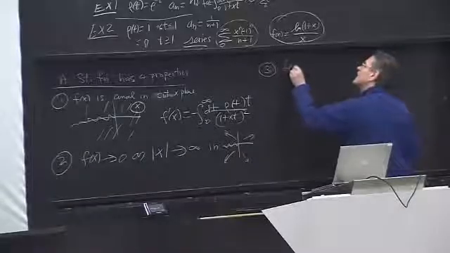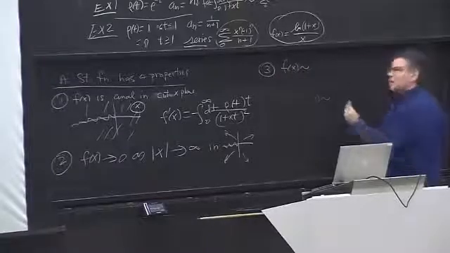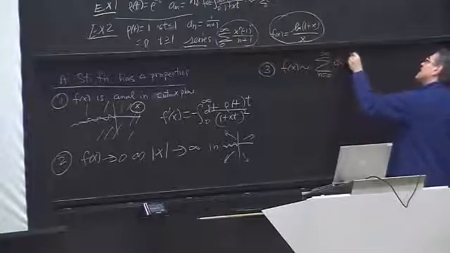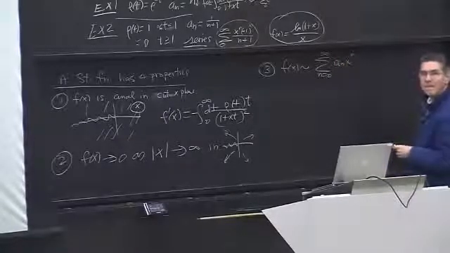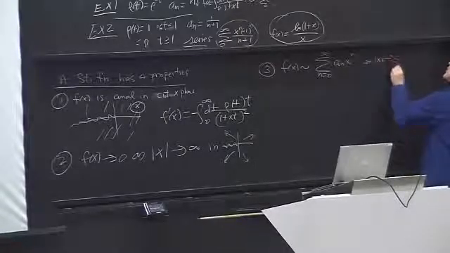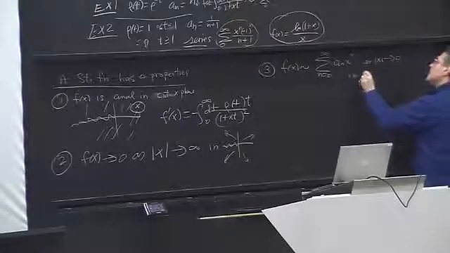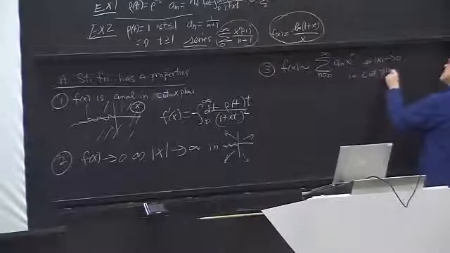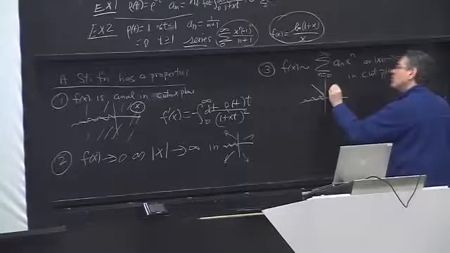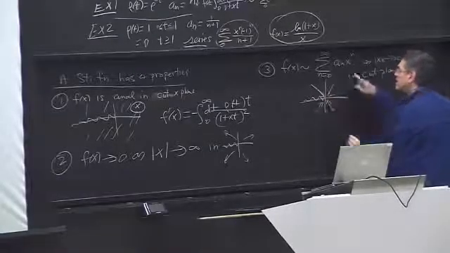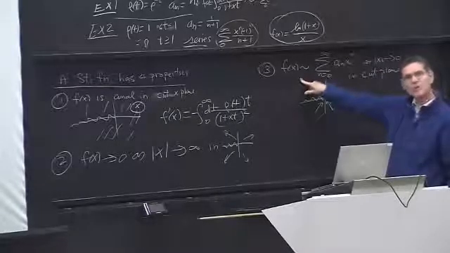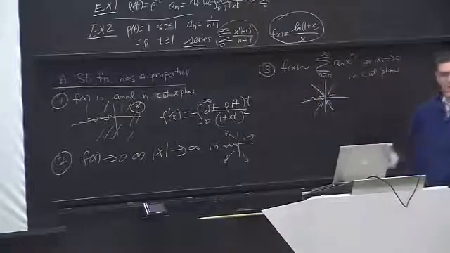f of x is asymptotic to the series a sub n x to the n, okay, as x goes to 0 in the cut plane. That means, here's the cut. No matter how you approach 0, this series is asymptotic to the function f. That takes a tiny bit more work to show, but that's easy.